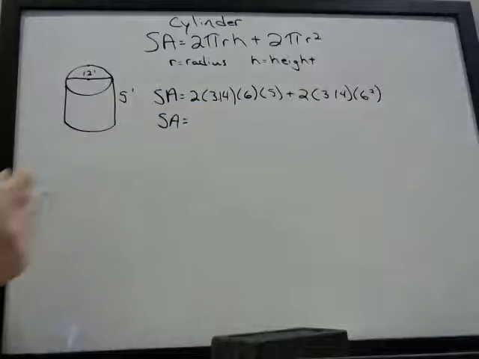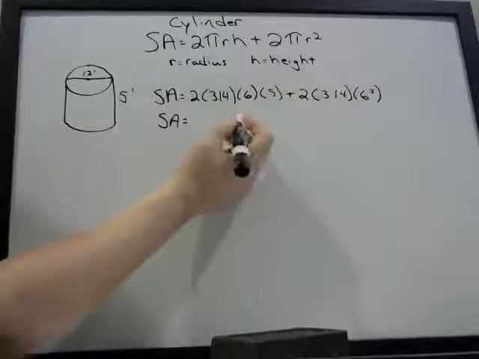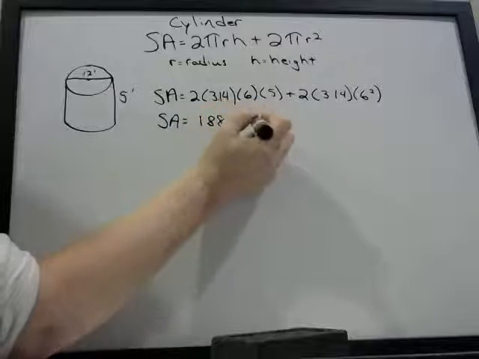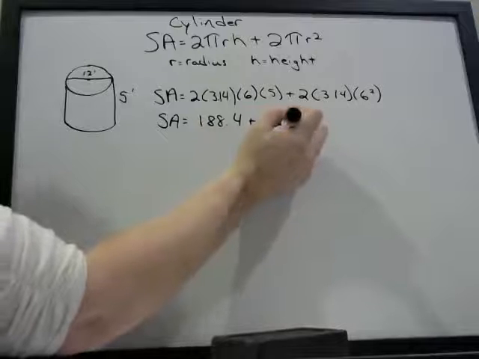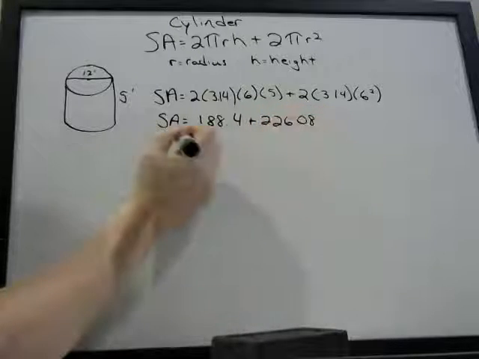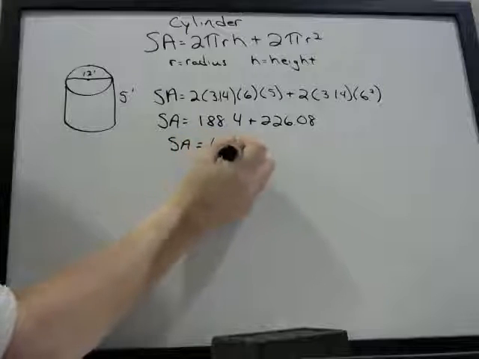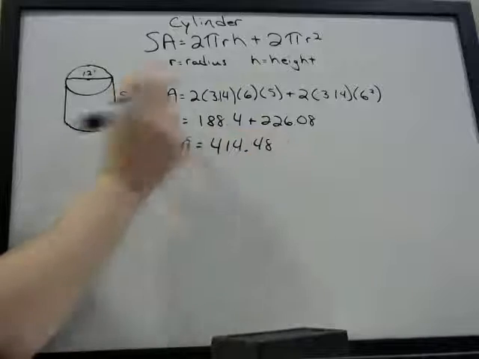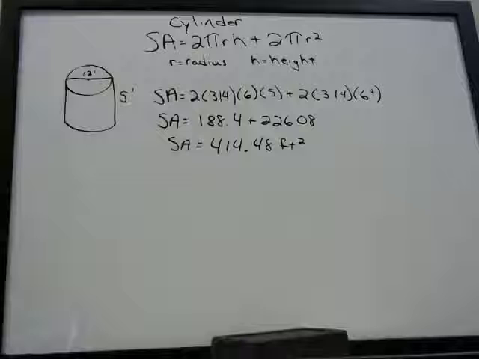Plug that into your calculator. Make sure you're doing the exponent first and you're multiplying before you're adding. You get 188.4 plus 226.08. And if you add those together, you're going to get 414.48. And this was feet, so it's feet squared.